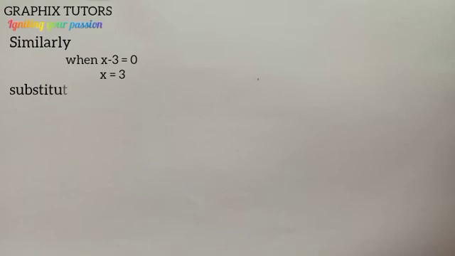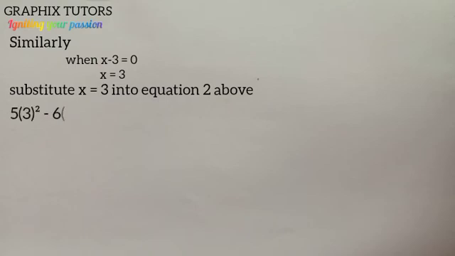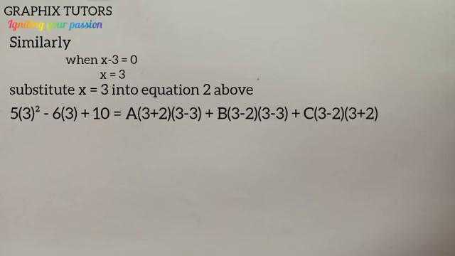Now you go to the third one, the value under c in equation 1, which is x minus 3. When x minus 3 is equal to 0, it means that my x will be equal to 3. Now you're going to substitute 3 into equation 2 above. So in that equation 2, anywhere you see x, you replace it by 3. So 3 squared is 9. 9 times 5 is 45. Minus 3 times 6, which is 18, right? Plus 10.